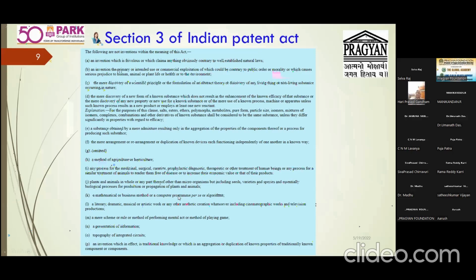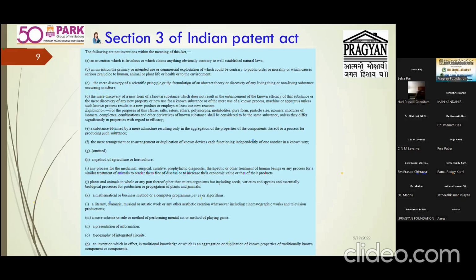And also, if you go for a computer program, it cannot be patentable. Okay, so you can go through all of A to O, and the topography of integrated circuits, and a presentation of some information, or even any biomaterial like plants and animals. Then you can go for natural laws also, right? Natural laws: an invention which is frivolous, or which claims anything ambiguously contrary to well-established natural law. So that is also not patentable.